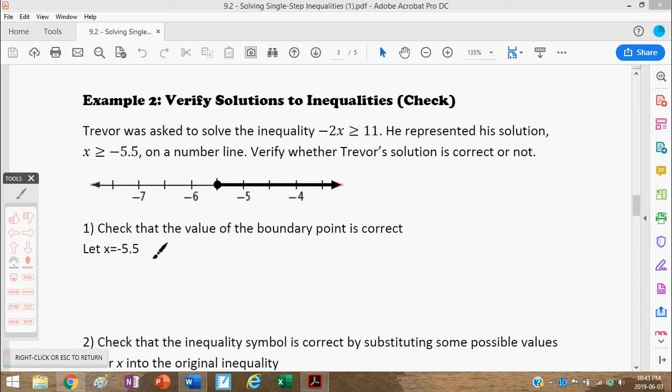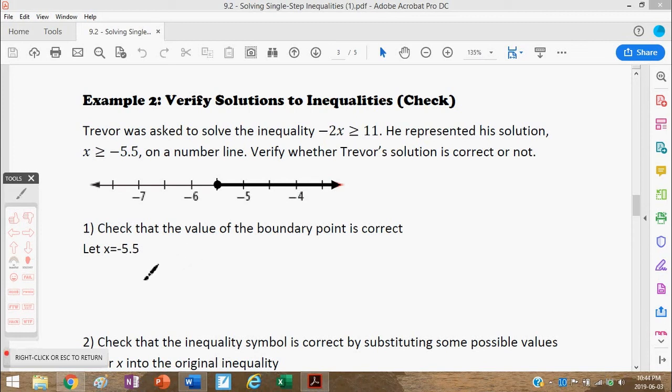First of all, we check the boundary point. When we check the boundary point, all we're doing is treating our original inequality as if it's an equation. And so we're going to check to see, did we actually get that boundary point correct? Is it actually negative 5.5, or did we do algebra wrong?